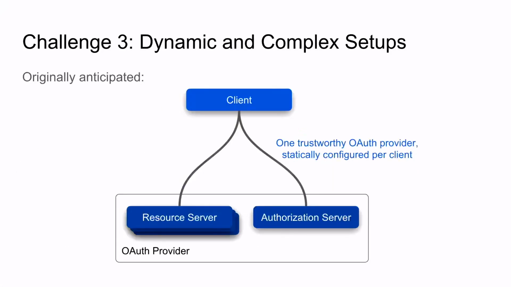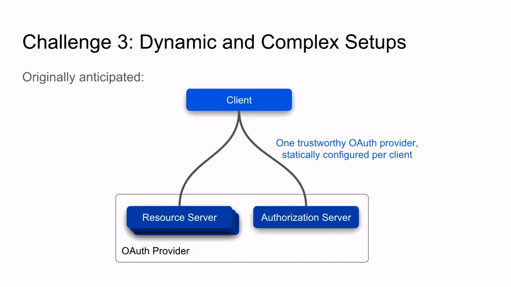Next challenge, dynamic and complex setups. Originally, in 2012, again, it was anticipated that OAuth was used like this. So we have one client, and that one client is configured to connect to one authorization server and maybe one or more resource servers. And this relationship is configured statically, and they kind of trust each other. So everybody's trustworthy in this setup.